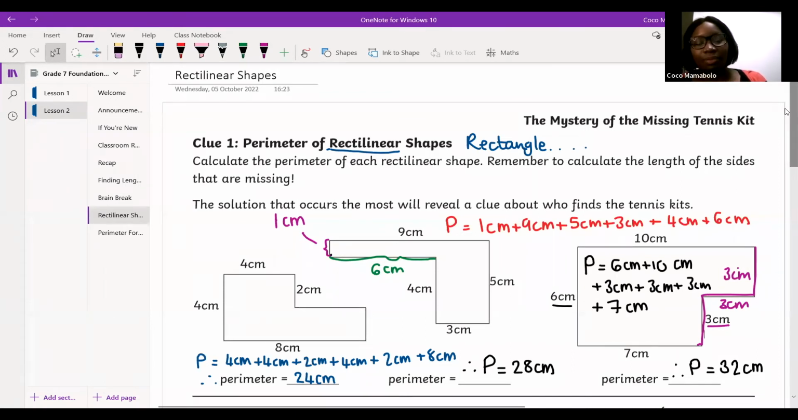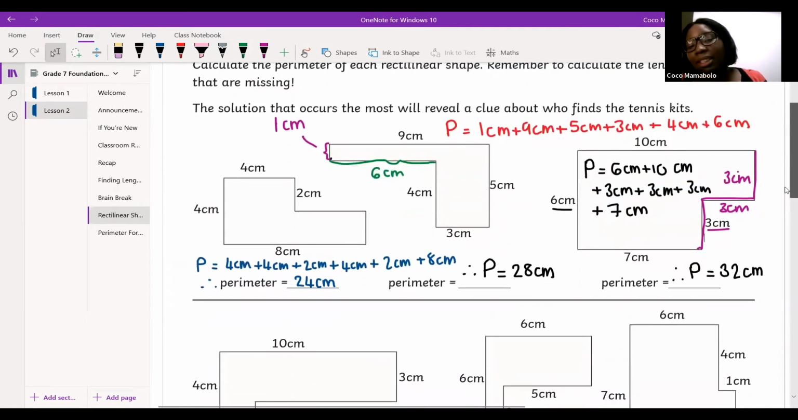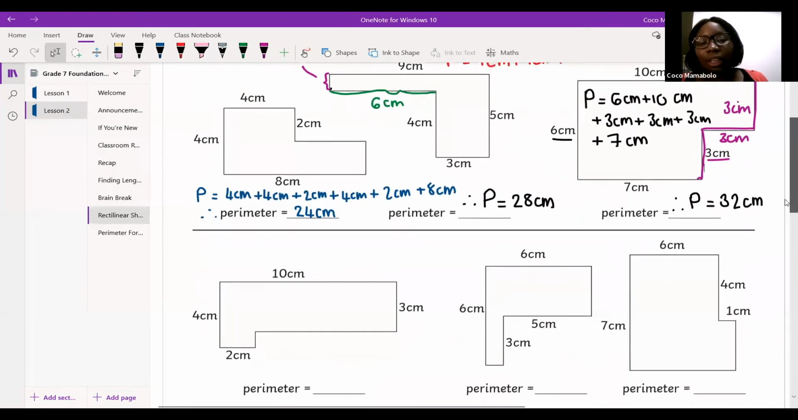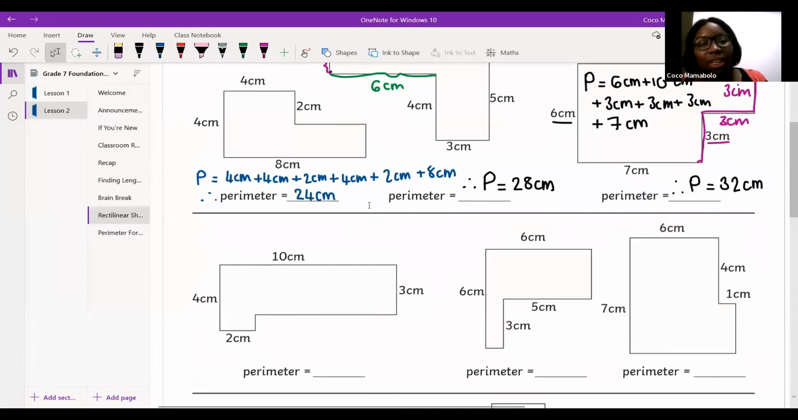Okay. Samkelo, not you. You did great. Excellent. Apart from the mistakes that we've made, can I get a thumbs up, thumbs down? How are we feeling about the perimeter of rectilinear shapes? I need us to be okay with the perimeter of rectilinear shapes because we are also going to do the area of rectilinear shapes. So I need you to understand this one 100%.